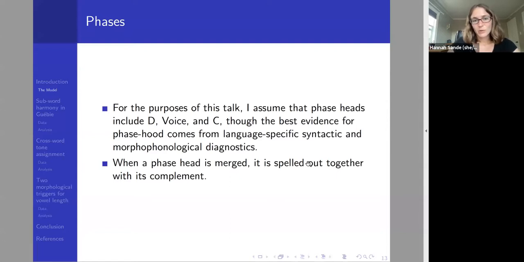Non-crucially, I'm also going to assume that when a phase head is merged, it's spelled out together with its complement, though the case studies I'm talking about here today would work equally well if you say that the phase head is not spelled out with its complement.